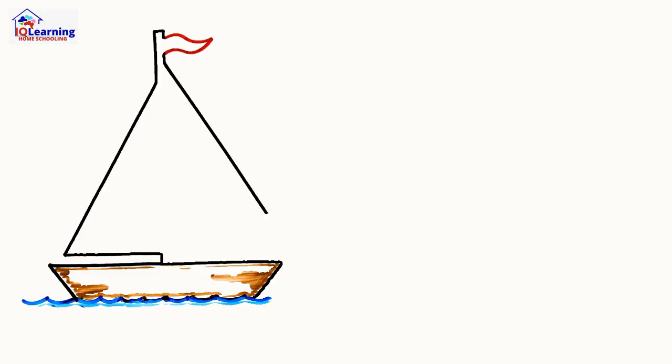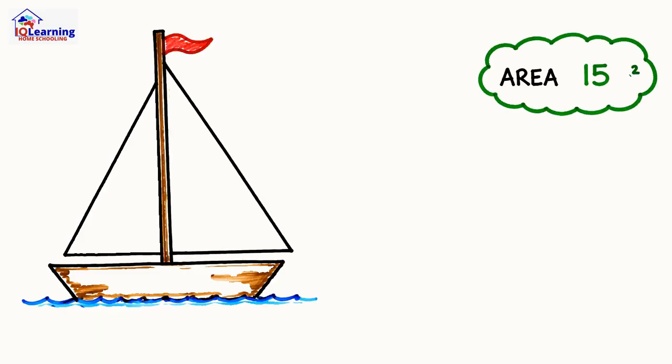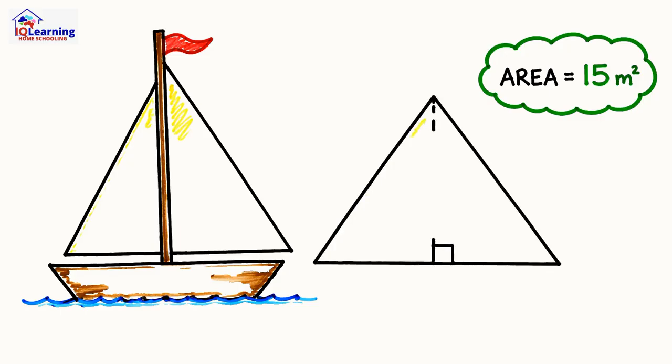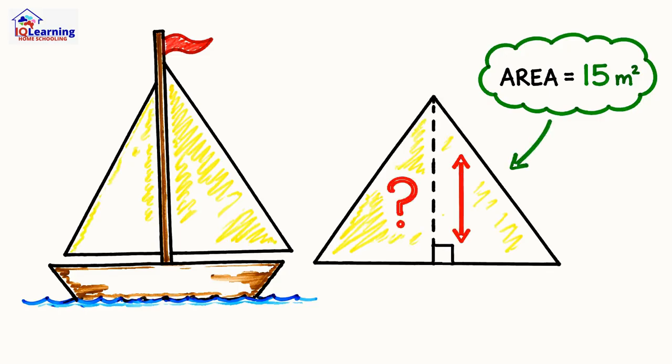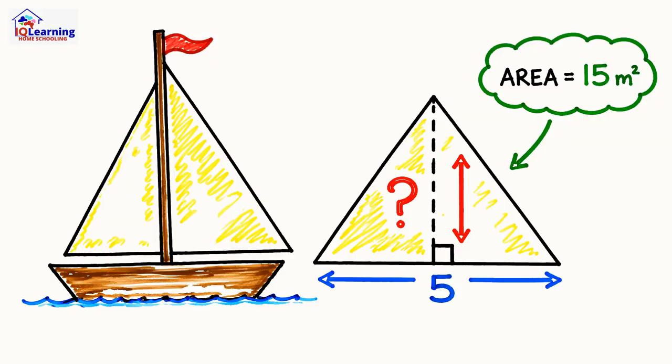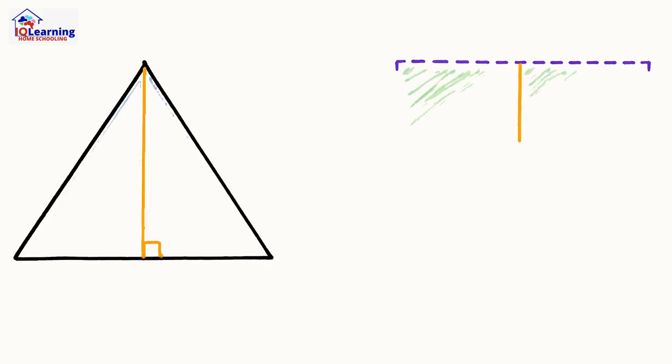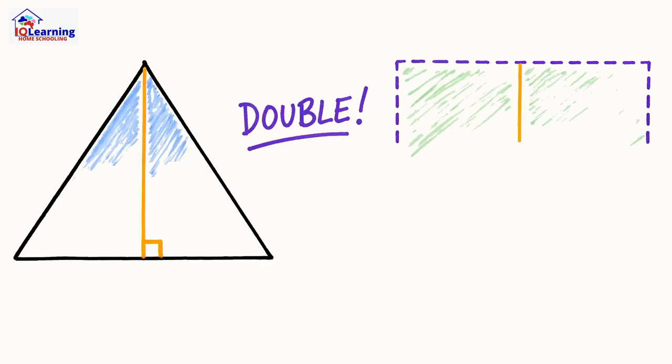And what if you already know the area and need to find a missing side? Just reverse the process. A triangular sail has an area of 15 square meters and a base of 5 meters. How tall is it? First, undo the halving. Double the area. 15 becomes 30.